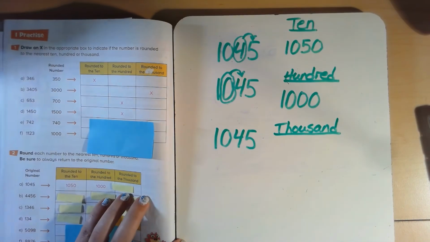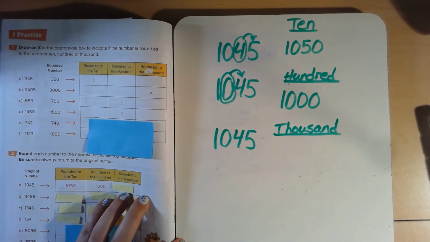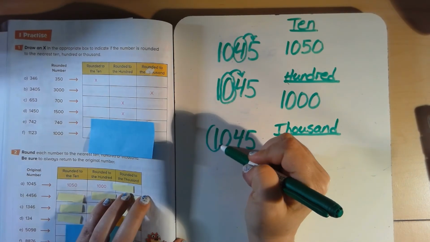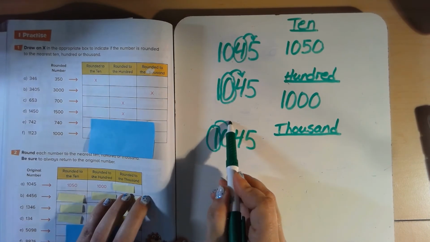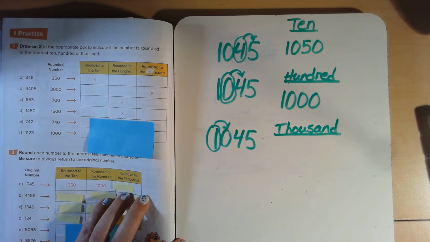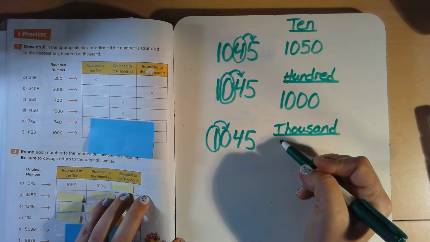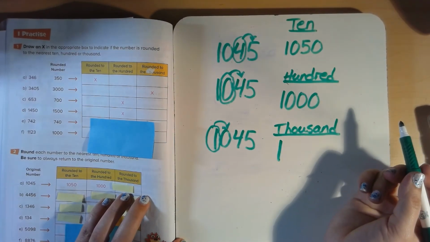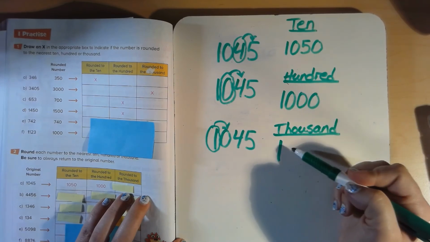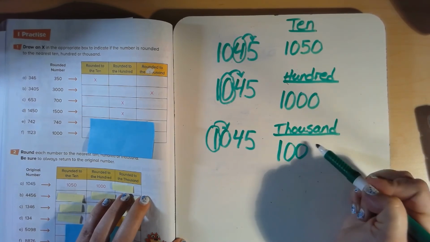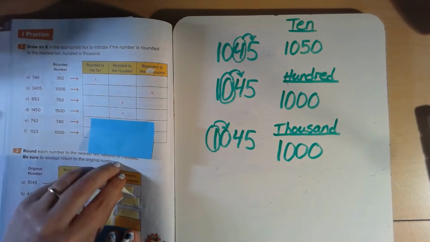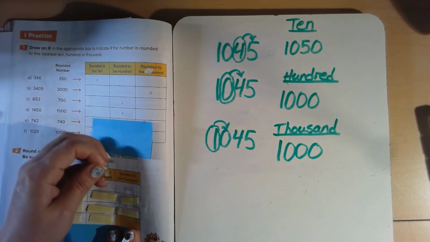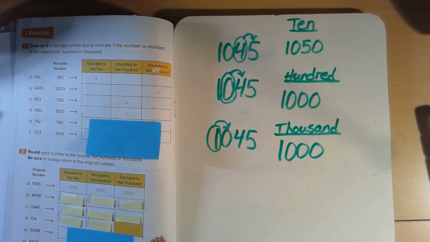So what I do is I find the number in my 1,000 column. It's a 1. I look to my right. It's a 0. So the 1 stays the same. It does not have to get rounded up. And then I fill in the other positions with 0. 1,045 rounded to the nearest 1,000 is 1,000. You got this.